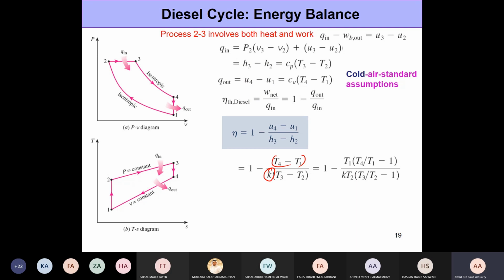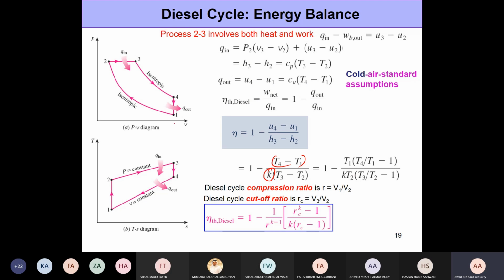Okay, in terms of compression ratio, in terms of the parameters which are typically provided by the engine manufacturers. Now, before we go ahead and talk about that other formulation, other simplification for thermal efficiency, I also want to define one more parameter. Now, for diesel cycle, for Otto cycle, we already know the compression ratio, right? The compression ratio is simply a ratio of maximum volume to the minimum volume within a cylinder.